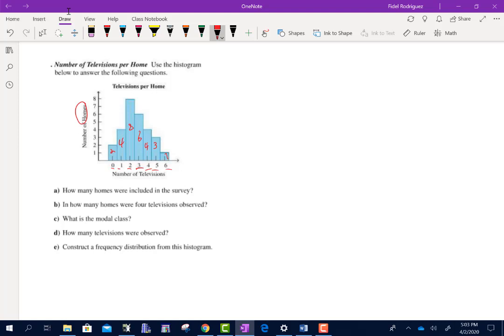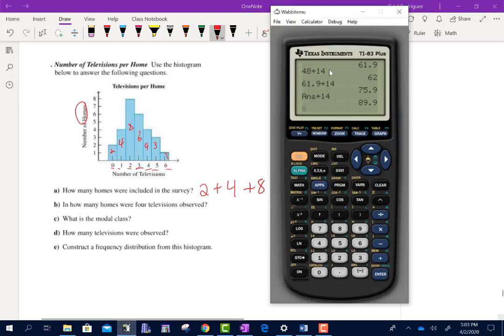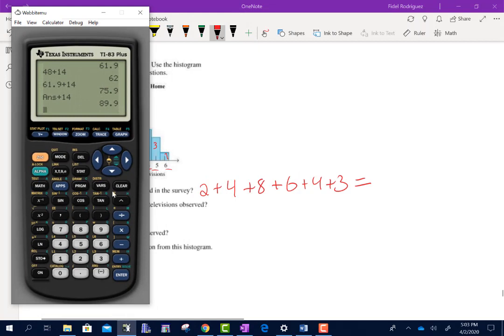Okay, now it's asking me, can we find the number of homes? Yeah, all we're going to do is add those numbers up. 2 plus 4 plus 8 plus 6 plus 4 plus 3. Okay. I'm going to grab my calculator again so I can do that. 2 plus 4 plus 8 plus 6 plus 4 plus 3. It's giving me 27, right? So there are 27 homes here.